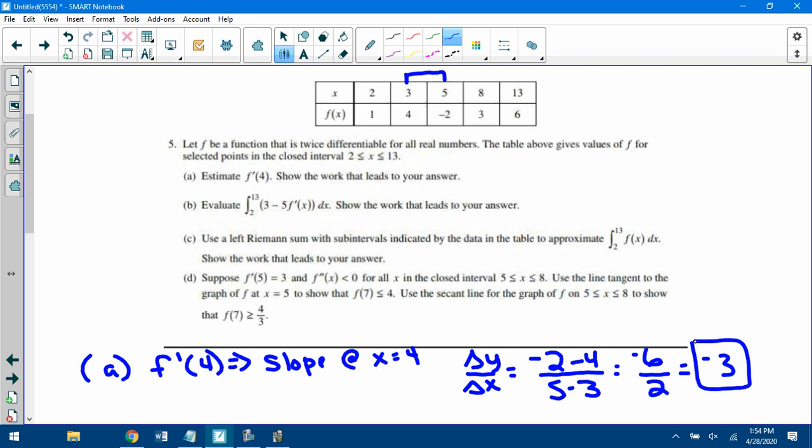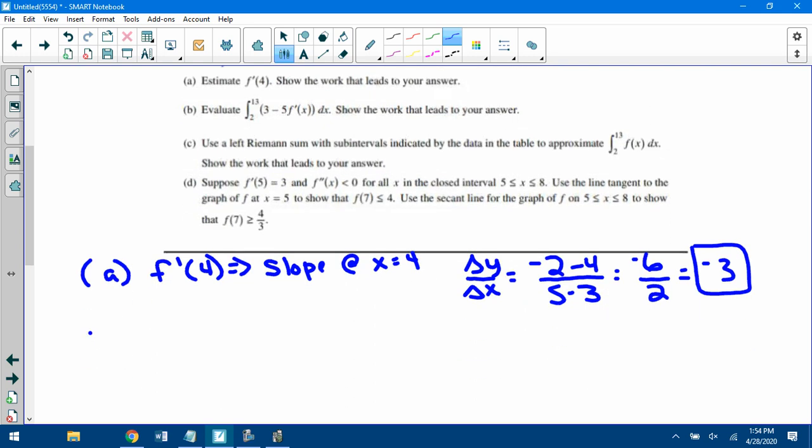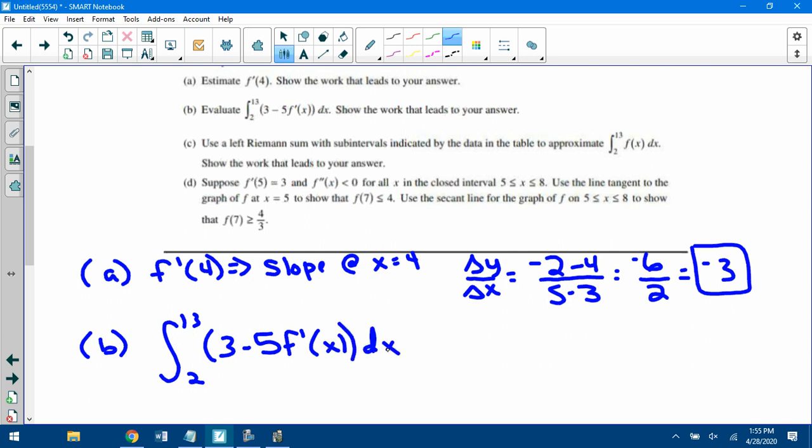Okay, part B. Evaluate the integral from 2 to 13 of 3 minus 5 f prime of x dx. Show the work that leads to your answer. Okay, a little weird maybe. Integral from 2 to 13 of 3 minus 5 f prime of x dx. Well, if this was just a normal equation, what would you do? Well, if it was a normal equation, you would take the antiderivative, plug in 13, plug in 2. That's kind of what I want to do.